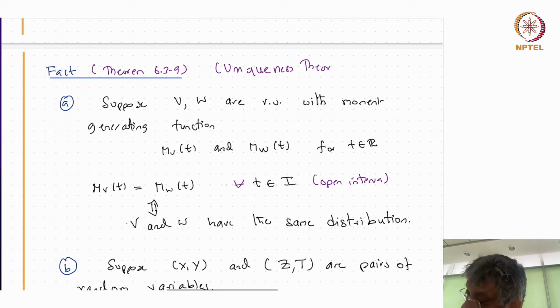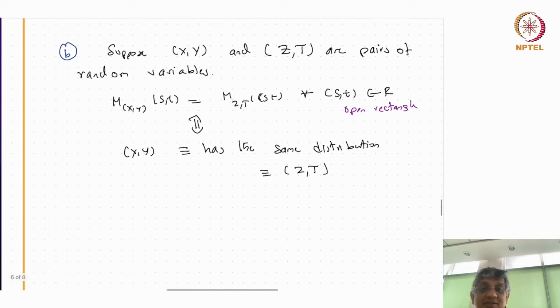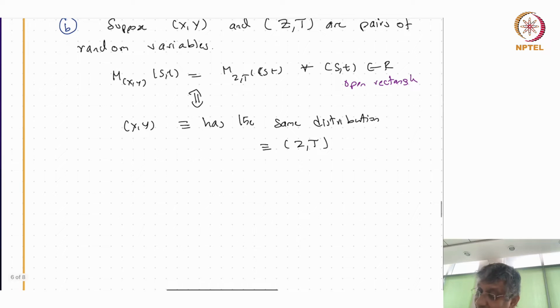So if you want to show two things have the same distribution, all you do is compute the moment generating functions and they match up, you're on your way. And similarly, if you have two random variables and you want to understand if they have the same joint distribution, you find their moment generating functions in an open rectangle, and if they agree, then you conclude the two things are the same. It's quite a powerful theorem. This is very nice to keep in mind. I like it a lot. Okay.